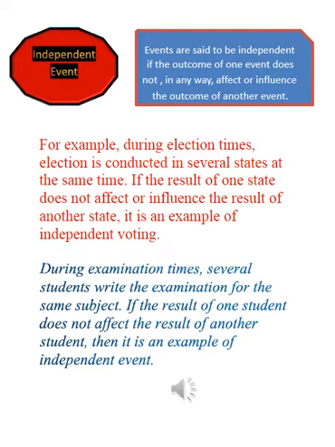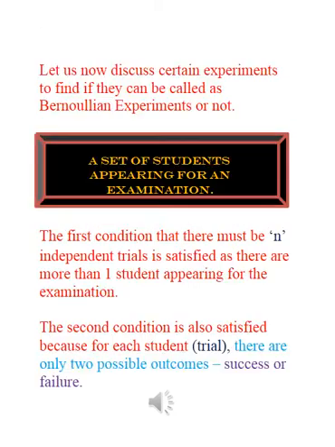Events are said to be independent if the outcome of one event does not, in any way, affect or influence the outcome of another event. For example, during election times, election is conducted in several states at the same time. If the result of one state does not affect or influence the result of another state, it is an example of independent voting. During examination times, several students write the examination for the same subject. If the result of one student does not affect the result of another student, then it is an example of independent events. Let us now discuss certain experiments to find if they can be called Bernoullian experiments or not.